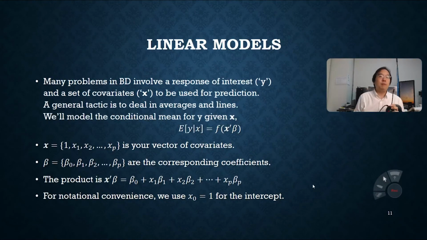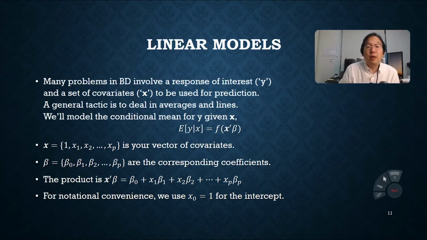Anyway, linear models, yes. Many problems in big data involve a response of interest, y, the dependent variable you are interested in, and a set of covariates x to be used for prediction. A general tactic is to deal in averages and lines. Regression to the mean, regression to the averages, and then the lines. We will model the conditional mean for y given x. It's always going to be a conditional mean, right?